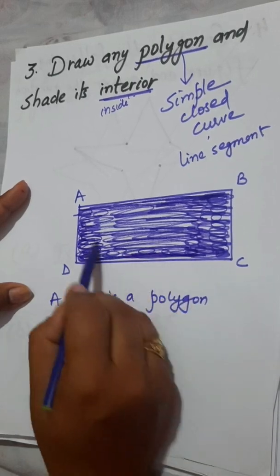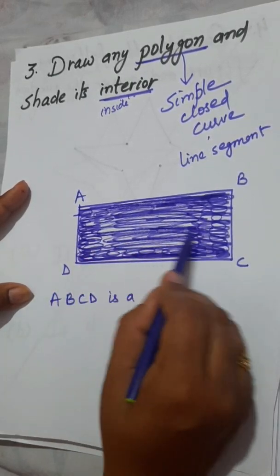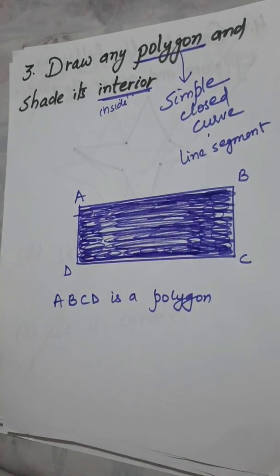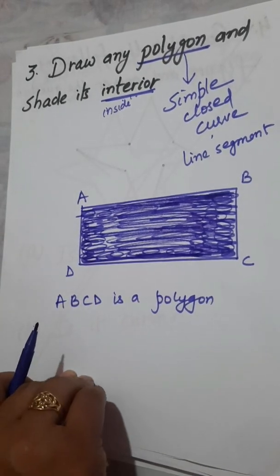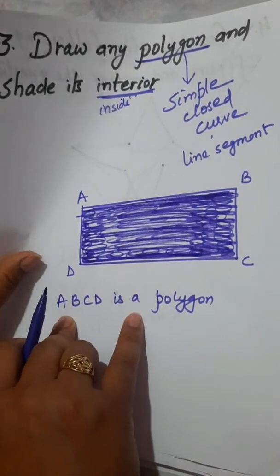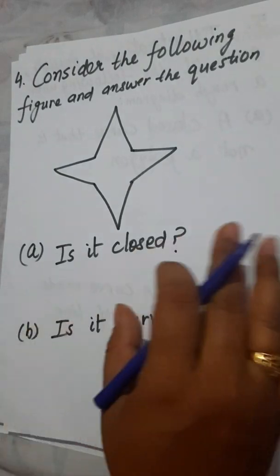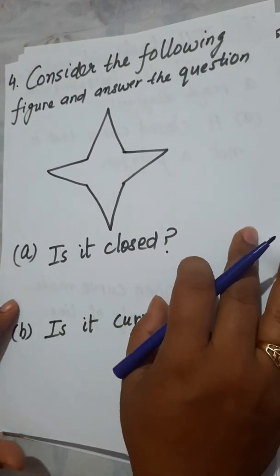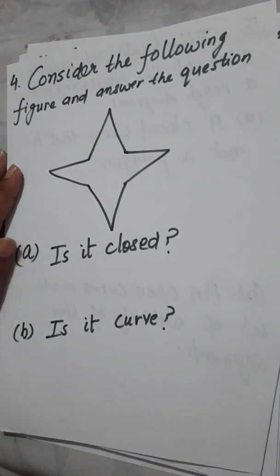So this is your answer. Firstly, you have to draw any polygon, then shade its interior. So here we drew a polygon and shaded its interior. The next we have question number 4. Consider the following figure and answer the question. This figure is given to you and you have to answer.